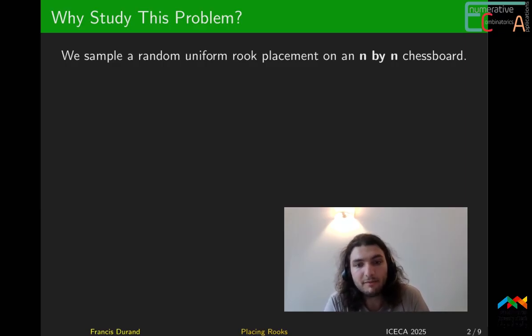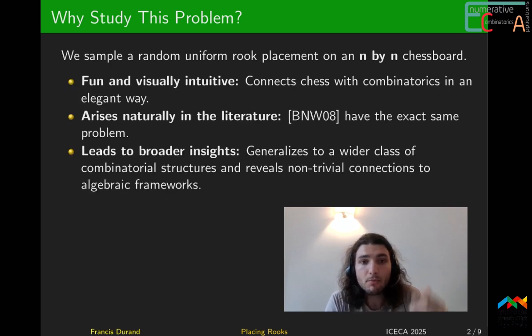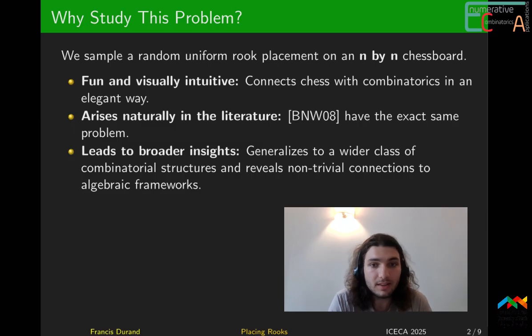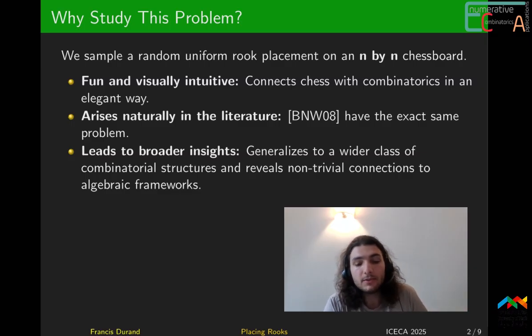In a classical mathematical manner, we not only work on an 8x8 chessboard, but on an n-by-n chessboard. We study this problem for multiple reasons. Not only is it fun and visually clear, as the combinatorial problem has a clear chess interpretation, but it's also a known problem in the combinatorics literature with some algorithm that has already been proposed to solve it.